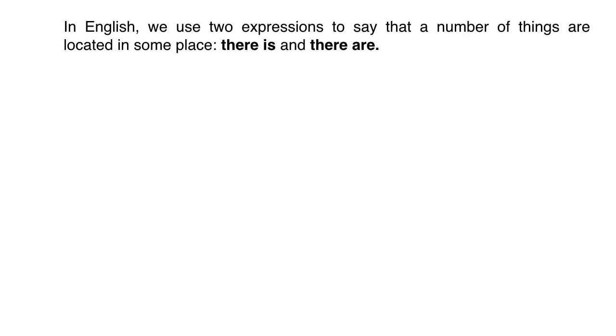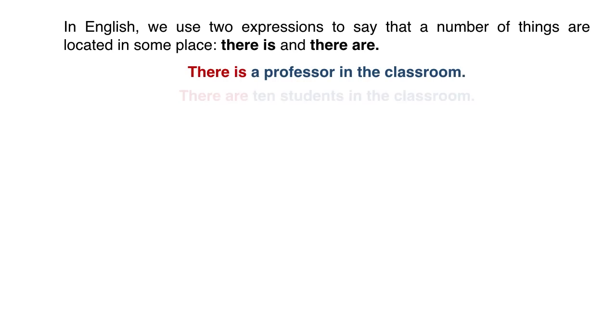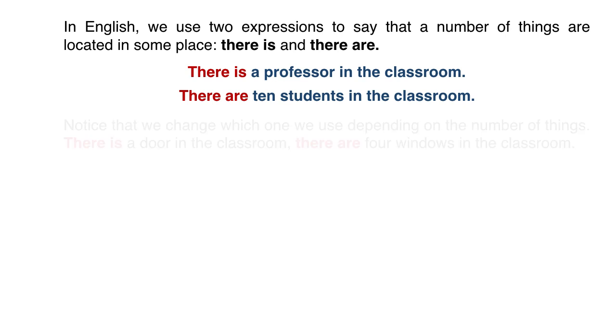So let's see how this works. In English, as you guys know, there are two expressions that we use to say that things are located in a certain place or space. There we have there is and there are. For example, we can say that there is a professor in the classroom, right? And we can also say that there are 10 students in the classroom, right? There is a professor, there are 10 students. Now, think a little bit about why I said there is when I was talking about one professor, and there are when I was talking about the 10 students. Well, basically, it's because the number of things changed, right?